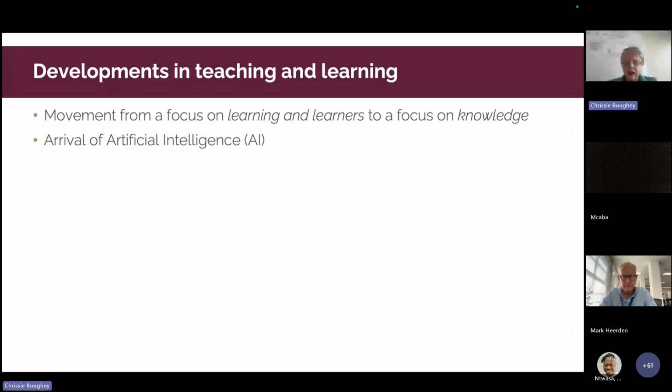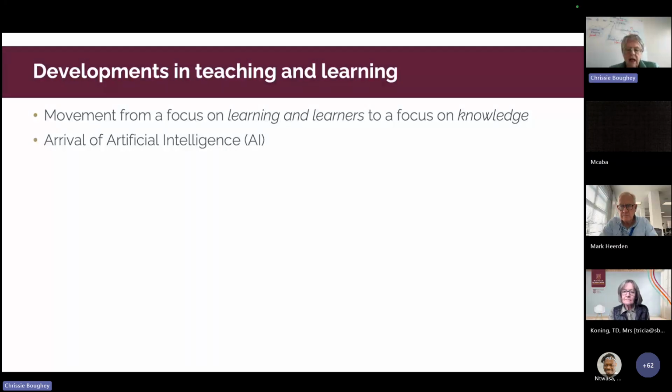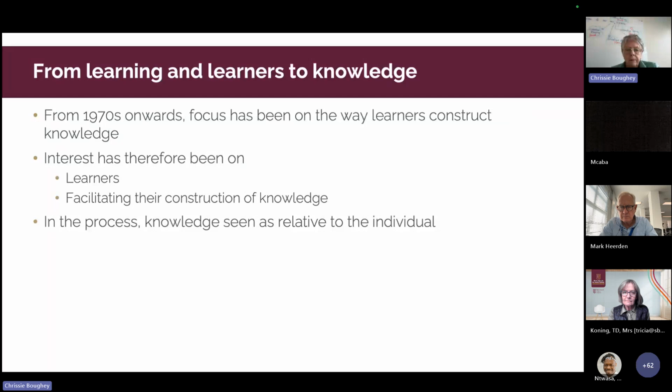If we look generally at developments in teaching and learning in recent years, what we've seen very firmly is a movement from a focus on learners, on acts of learning and the people who learn, to a focus on what is learned, to a focus on knowledge. I'll talk a bit more about that. And then, of course, more recently, we've had the arrival of artificial intelligence and a whole lot of concerns about that in the field of teaching and learning in higher education.